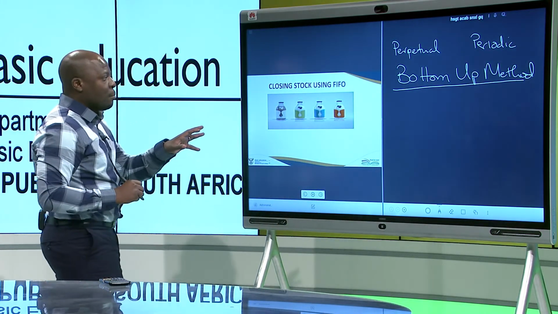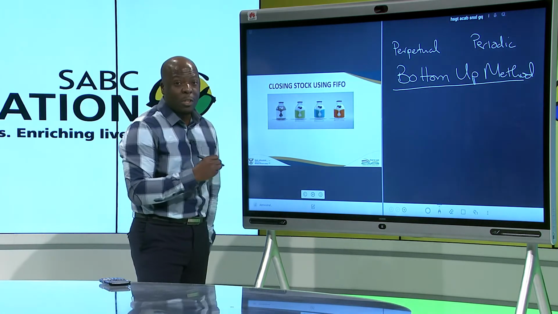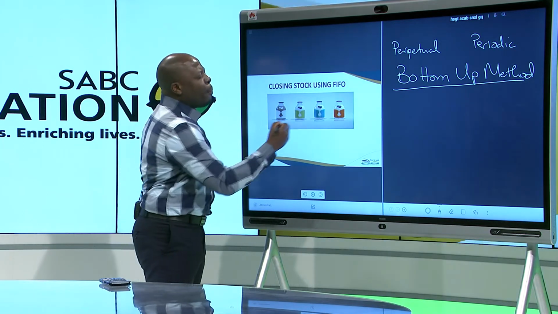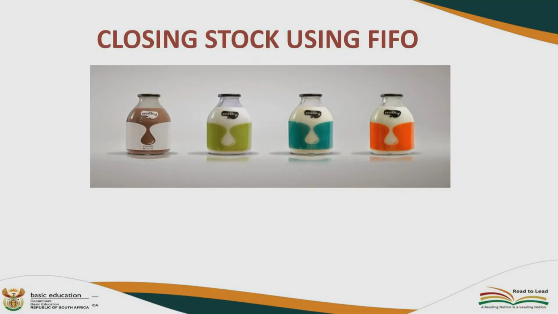Now, I want you to come with me to my bottles of milk. All right? Here I have 4 bottles of milk. The first one, we bought on Monday. The second bottle, we bought on Tuesday. The next bottle, we bought on Wednesday. Remember, these are purchases. Then the last bottle, we bought on Thursday.